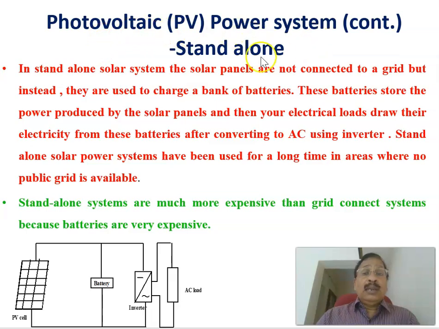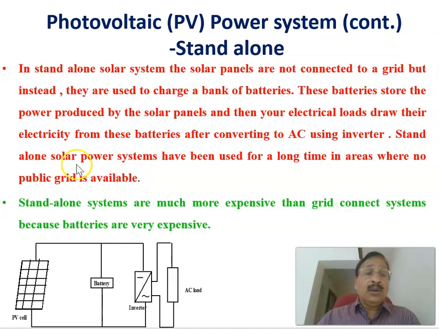Continuing with the photovoltaic power system of standalone type. In a standalone solar system, the solar panels are not connected to the grid, but they are used to charge the batteries. These batteries store the power produced by the panel, and it is then converted by a DC to AC inverter into AC and given to the AC load.